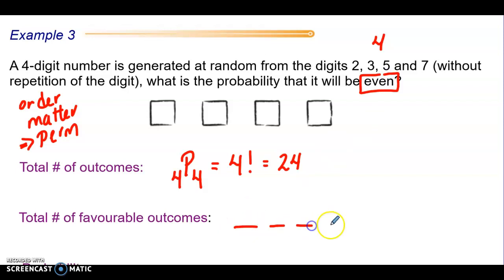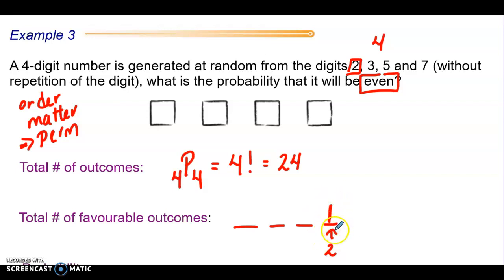1, 2, 3, 4 spaces to represent the 4 digits. In order to be an even number, the last digit has to be an even number. Of our 4 possible digits, there is only one of those numbers that is even. 2 is an even number. Okay, so the number 2 has to go in the last position. There is only one way to choose a number for that last position.